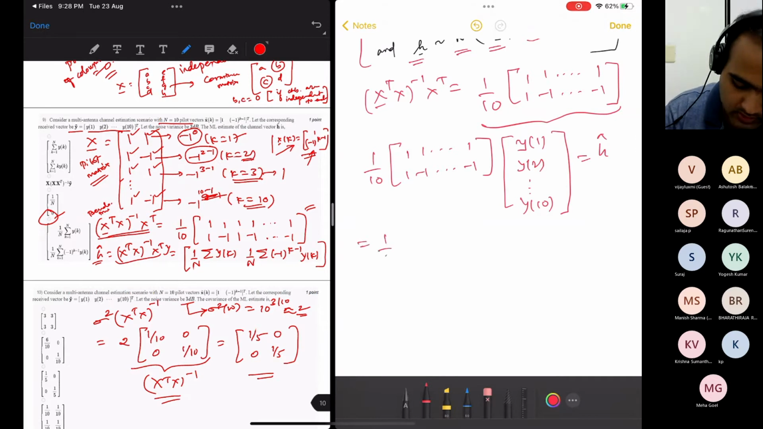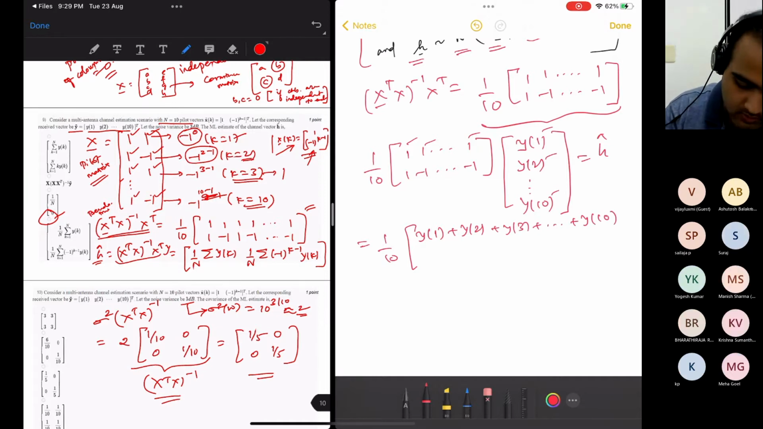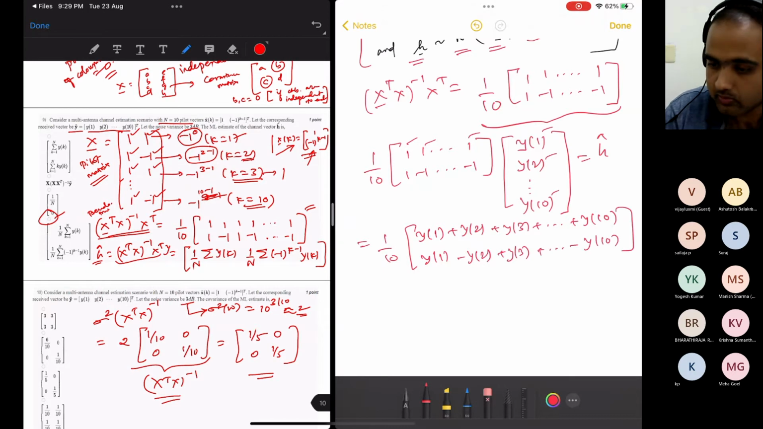So the first row, each element of this row will be multiplied with each element of the column. What you will basically get is y1 plus y2 plus y3 and so on to y10. And the second is y1 minus y2 plus y3 and so on minus y10. I hope this is clear. If anyone has any doubt, can you just raise your hand.